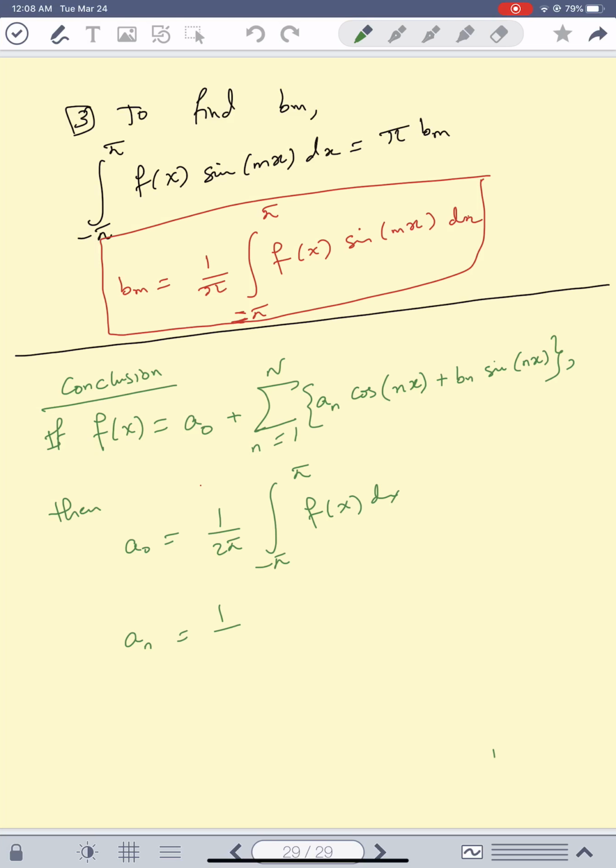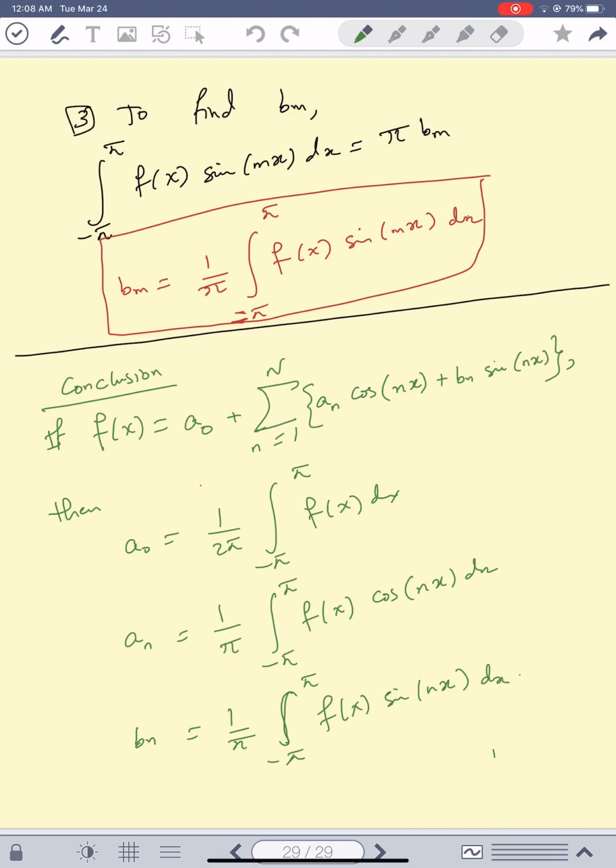The an, I'm writing it now as an; you can play with the notations. It's 1 over pi, the integral of f of x cosine nx dx. When we had cosine mx, now it's nx. And the bn is 1 over pi, integral from minus pi to pi, f of x sine nx dx. So this is the summary of these computations. If you have a trigonometric polynomial, this is how you get the coefficients, the a's and the b's.